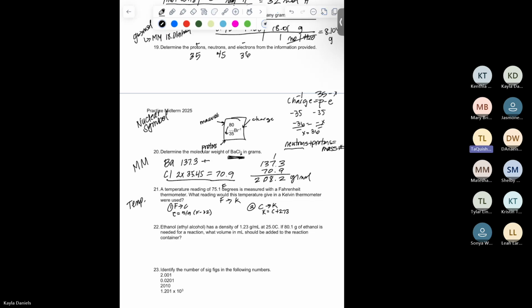I got a question for 20. Yeah. Would Ba always equal 137.3? Yes. Oh, okay. Just making sure. On different periodic tables, it might be rounded ever so slightly different. Okay, but as long as we know that, we're good. Yeah, we can get our answer. Exactly.